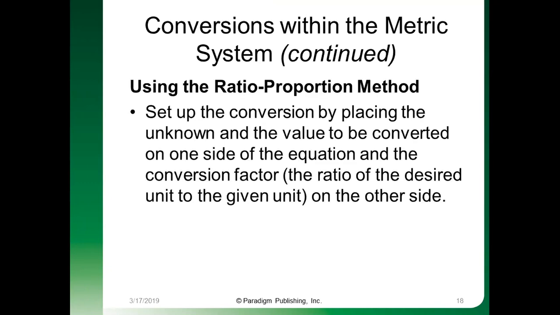Now, using the ratio proportion method. So remember here, we have to set it up into fractions. Set up the conversions by placing the unknown and the value to be converted on one side of the equation, and the conversion factor, the ratio of the desired unit to the given unit, on the other side.